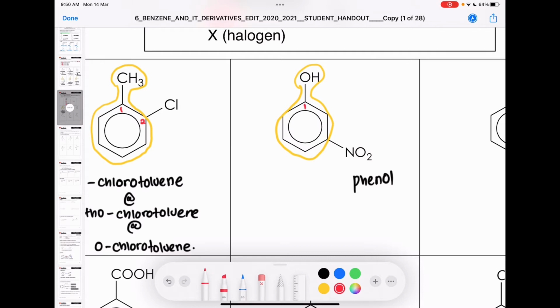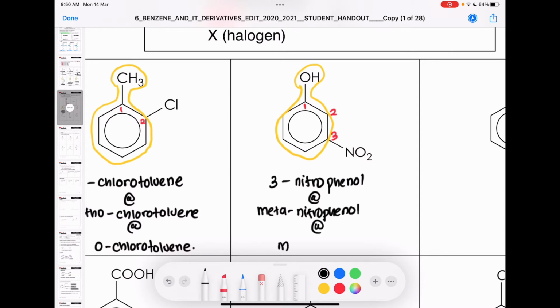So this will be your carbon number 1, this will be your carbon number 2, and this will be carbon number 3. So 1,3 will be represented by meta. So we will write 3-nitrophenol. Okay, 3-nitrophenol or meta-nitrophenol or m-nitrophenol.